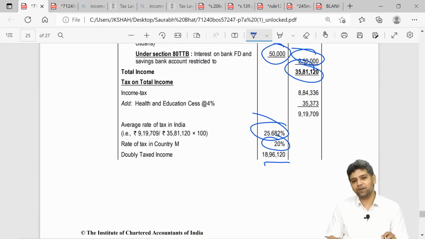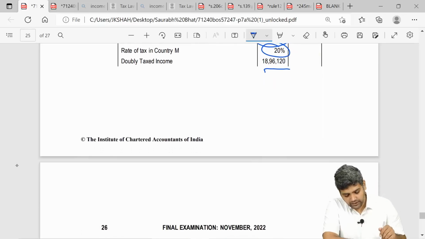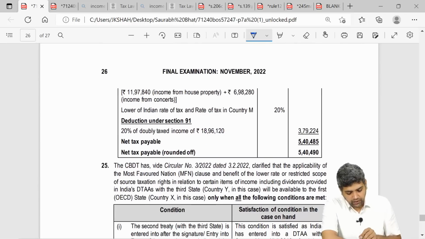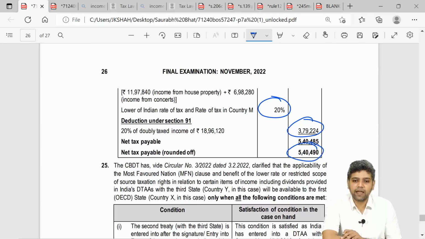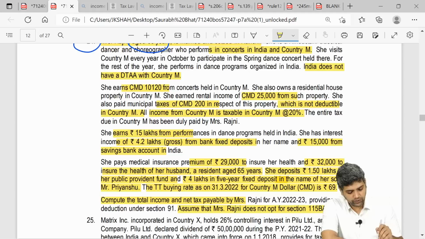Here one adjustment, if you all remember, it's not given in this question, but just to bring it to your notice, is with regard to that royalty earned outside India, where you get royalty on books or copyright, you get 80QQB or 80RRB. So when you calculate net double taxed income, you reduce that 3 lakh rupees as well, if you remember. So 18,96,000, I'll take lower of the above rate, that's 20%. So I calculate the relief, and net tax payable after that comes to 5,40,490. Okay, I hope this question was clear.